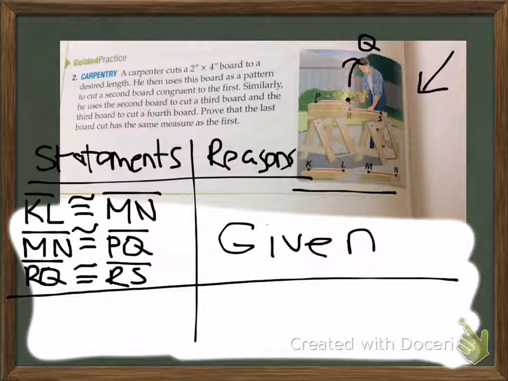Our next part, we need to prove that the first board is congruent to the last board, so we'll just go by our list. So we need to prove that KL is congruent to RS, because KL is the first board and RS is the last board listed. So if we do that, we're going to be using the transitive property here, because you can notice that you have MN repeated twice in the givens and PQ repeated twice in the givens.